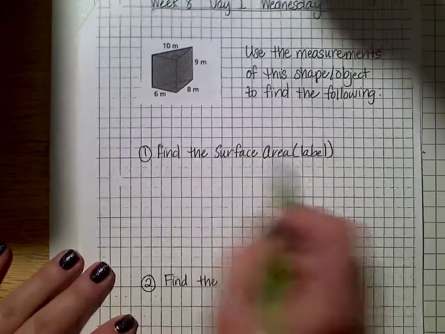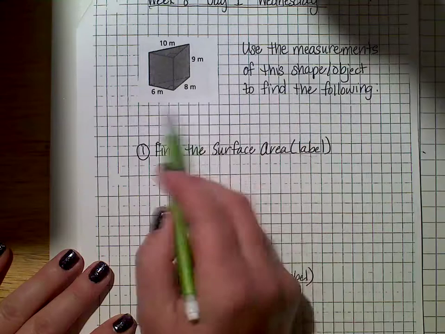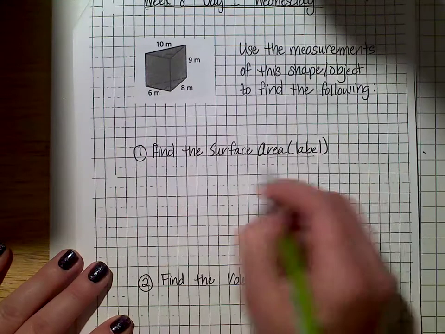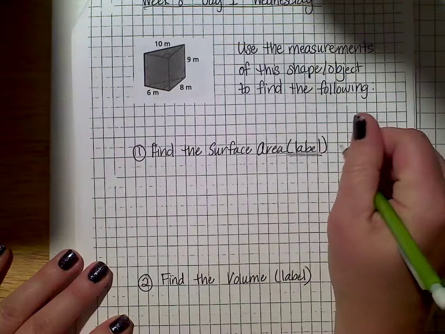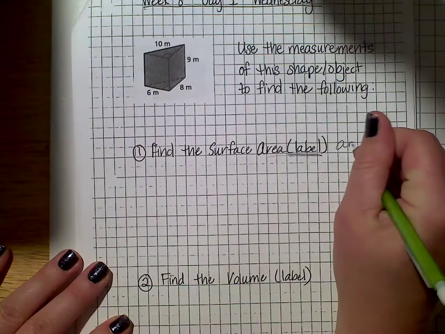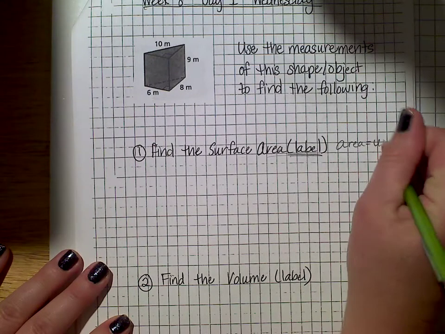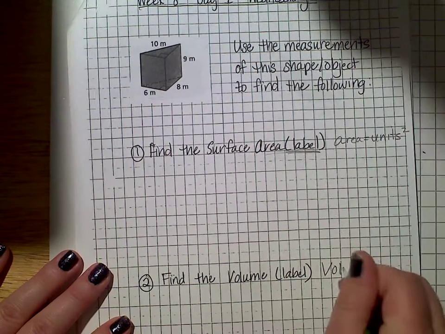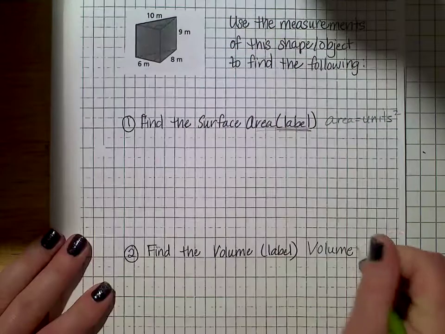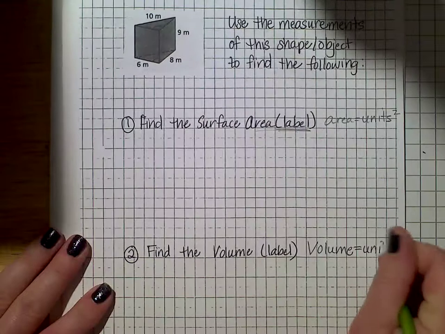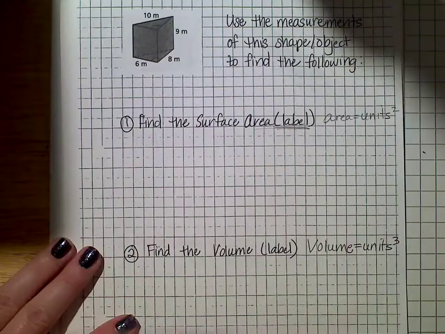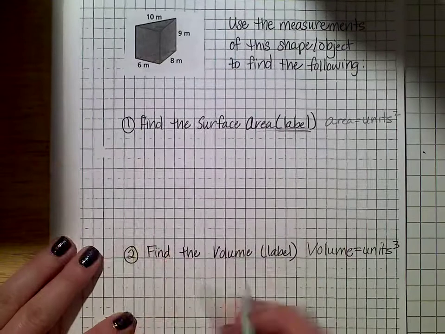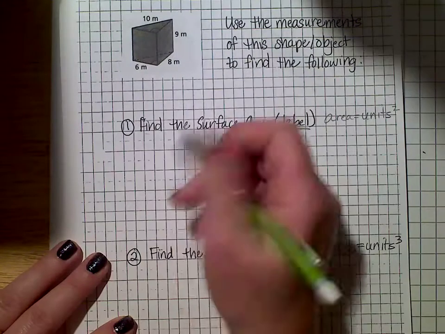Find the surface area and label this. So we're going to just make sure we have this. By label, just remember area equals units squared, and volume equals units cubed. So don't forget that. I know sometimes they're horrible about putting a unit up there, but so, finding the surface area.